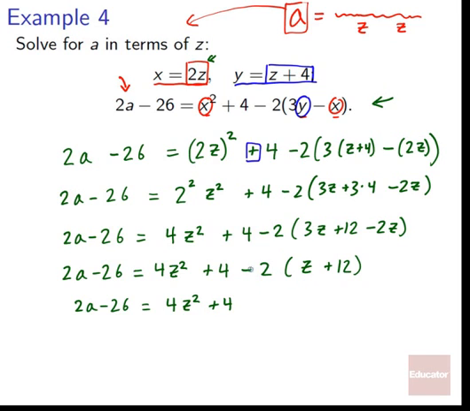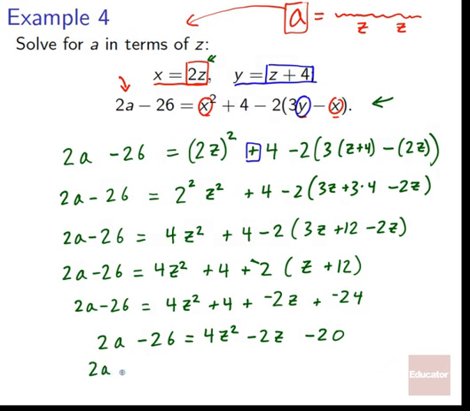We can now distribute this minus 2, 2a minus 26 equals 4z squared plus 4. We distribute the minus 2, so remember, it's plus a negative 2. So we get plus negative 2z plus negative 24. Now we're in a position to keep simplifying the right side to its most fundamental level, equals 4z squared. We don't have any other z squared, so it's just 4z squared plus 4, well, let's put our constants at the very end. So we'll go to plus negative 2z, so minus 2z, and 4 plus negative 24 becomes minus 20. At this point, we can now do our algebra.